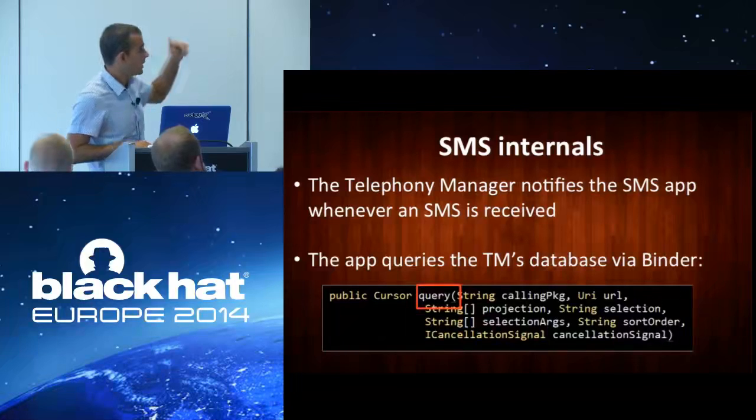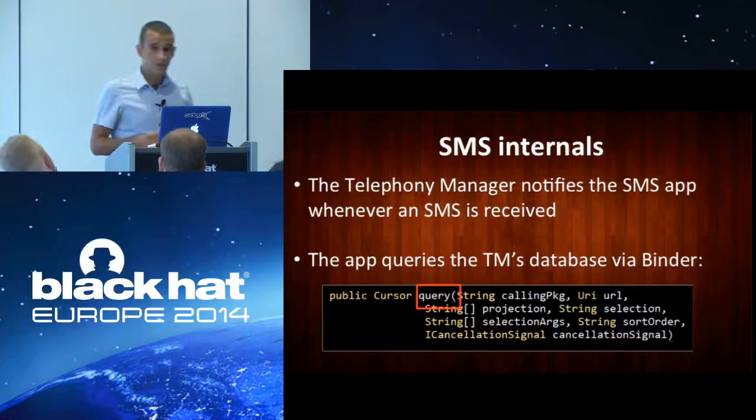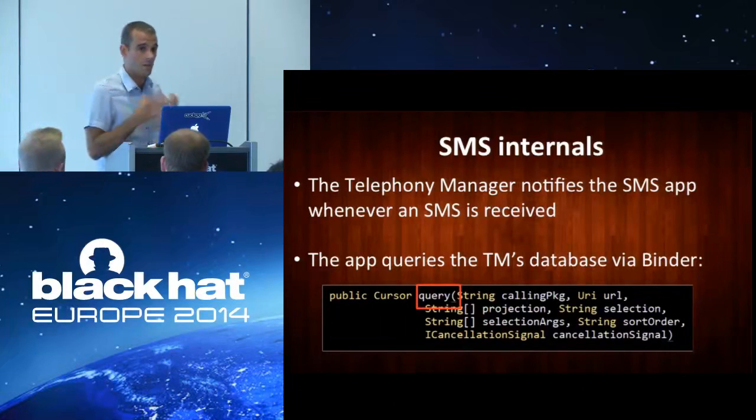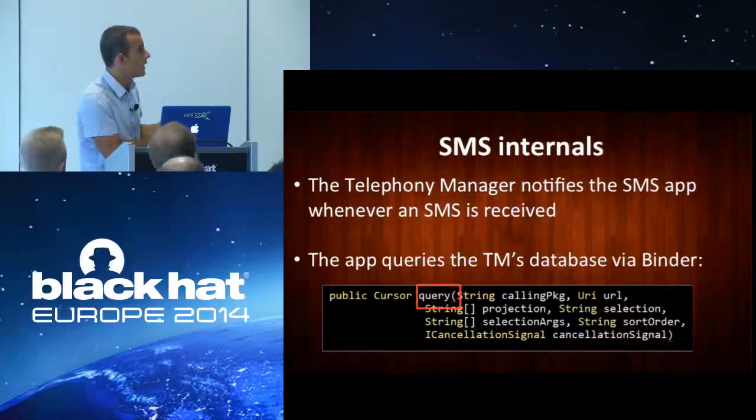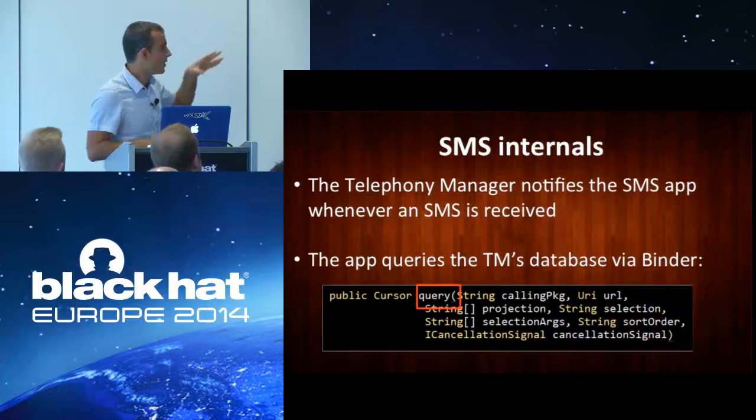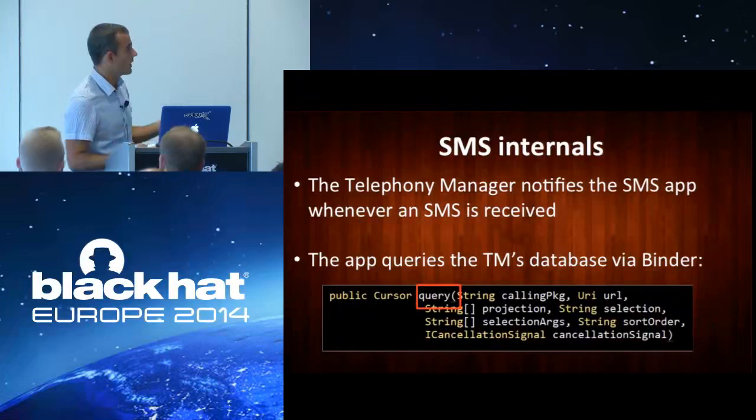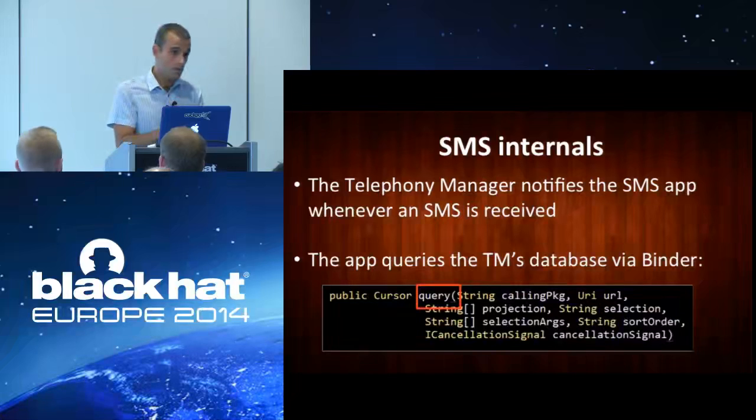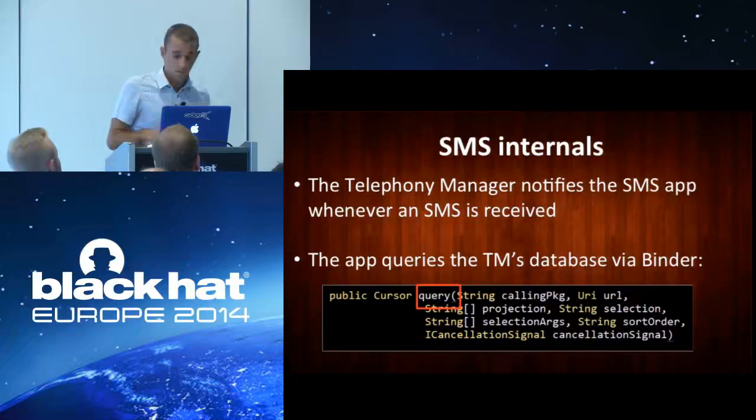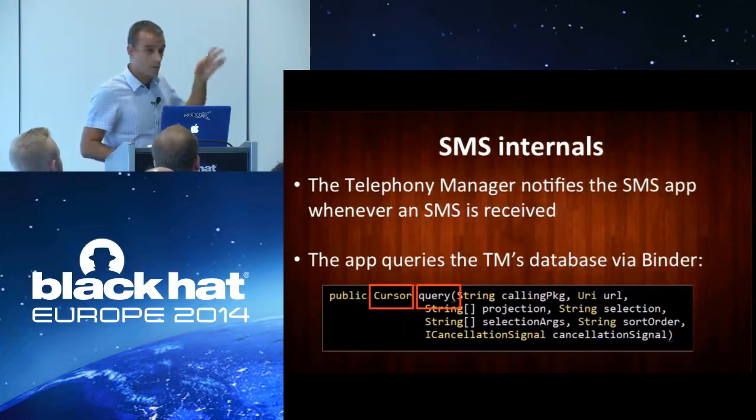Well, what happens is, at the detailed level, the telephony manager is actually running a database. That is, it has a database of SMSs which have been received in the system. And whenever the database is updated, the telephony manager updates our SMS application. And the SMS application then has to query the telephony manager. It does it, of course, with a binder. And it has this really complicated function, a database query in Java, and it returns something known as a cursor object.